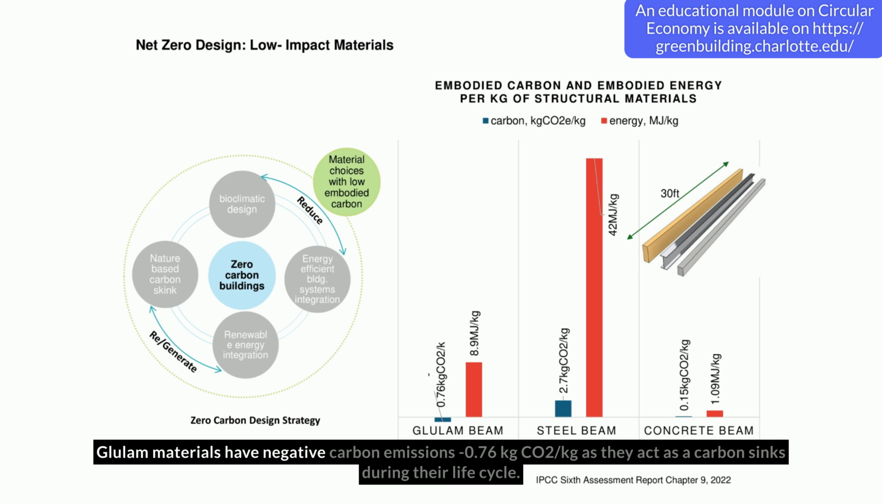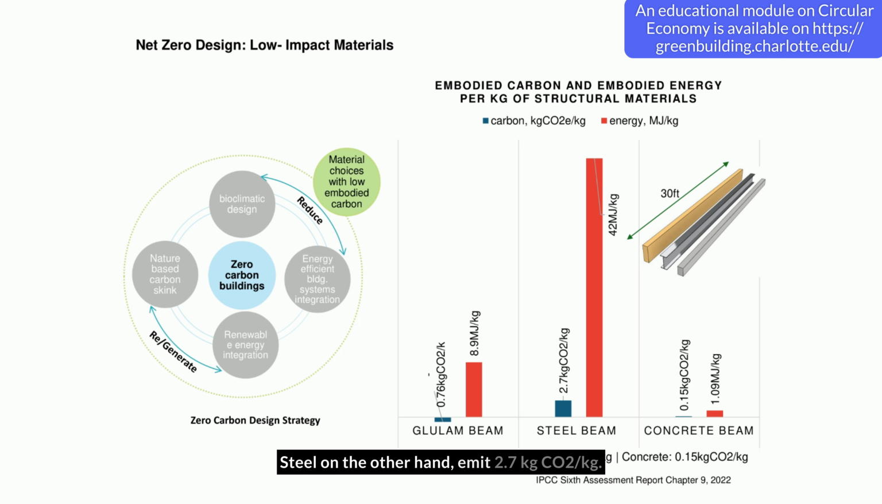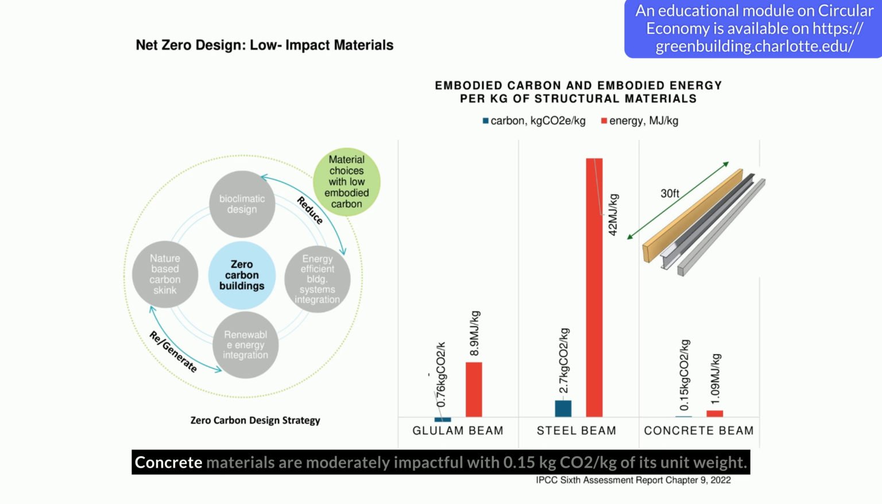Glulam materials have negative carbon emissions, minus 0.76 kg carbon dioxide per kilogram, as they act as a carbon sink during their life cycle. Steel, on the other hand, emits 2.7 kg CO2 per kilogram. Concrete materials are moderately impactful with 0.15 kg CO2 per kilogram of its unit weight.